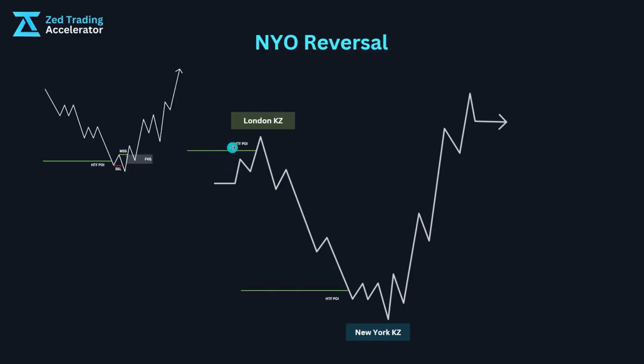As we can see right here, that is just the same with this. The price reached a higher time frame point of interest. If you look at the lower time frame, you will see a market structure shift lower, enter at the fair value gap, and then the price should continue lower. The price is going down before going up. We reach a higher time frame point of interest right here.